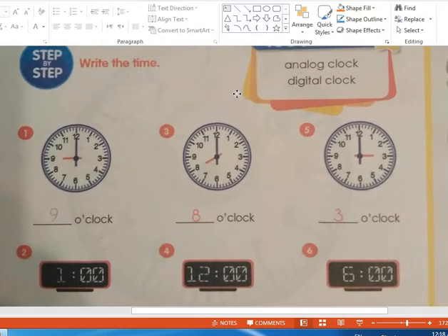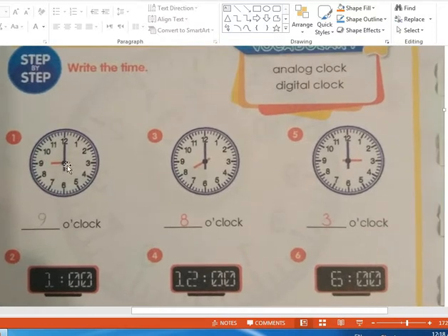Here, write the time. What time is it? It's important to know how to ask about time. Repeat after me. What time is it? I first look at the short hand and say that it's 9 o'clock. Why? Because the long hand goes to 12. So it will be 9 o'clock, without any extra minutes.